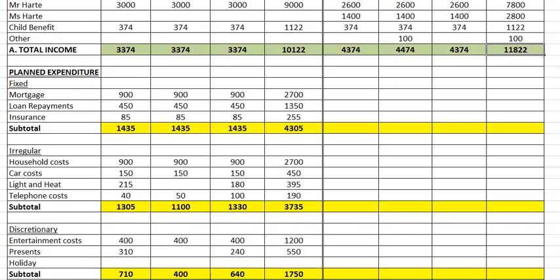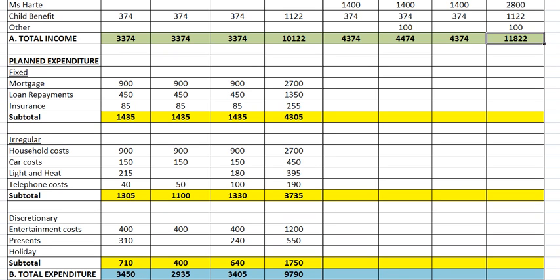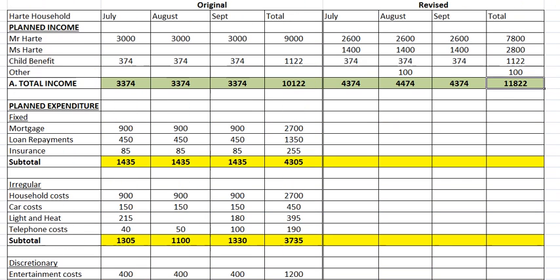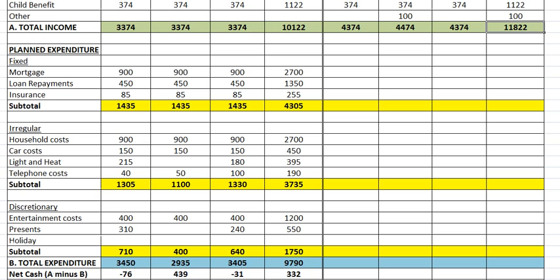Moving on to fixed expenditure then. It says the mortgage will increase by 4% from the 1st of September. So we're doing it for July, August, and September. So it's going to remain at 900 in July, 900 in August, but it's going to go up by 4%. So it's going to go up to 936, giving a total of 2,736.